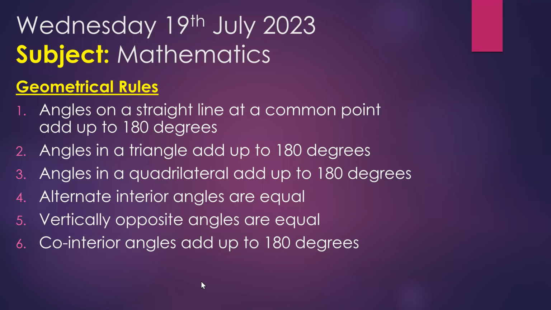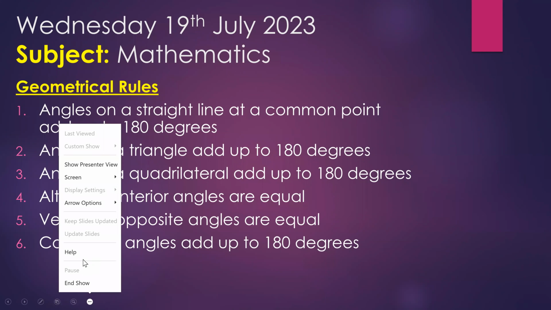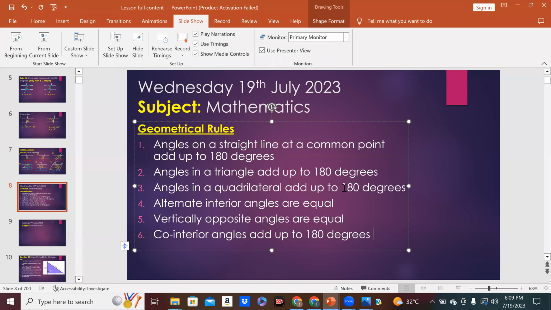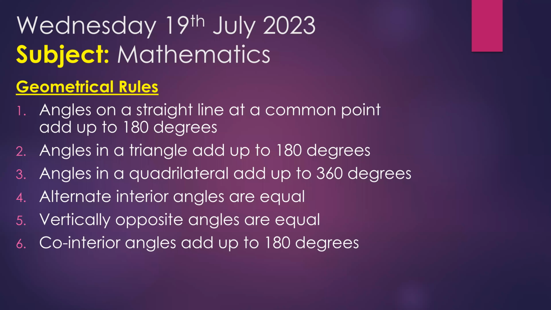Angles on a straight line at a common point add up to 180 degrees. Angles in a triangle add up to 180 degrees. Angles in a quadrilateral add up to 180 degrees. Wait, one moment. There's a correction. No, it's supposed to be 360. Within a quadrilateral, it's 360. Okay, go ahead. Start from the beginning.